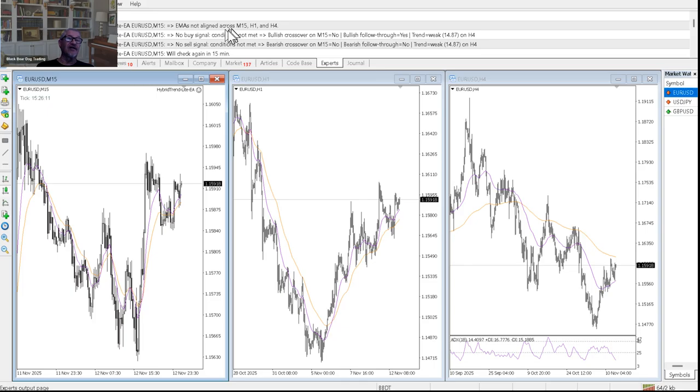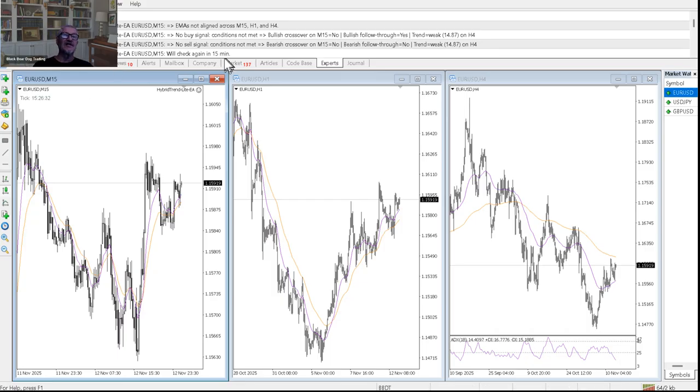Right now, the EMAs are not aligned across the M15, the H1, and the H4. It knows what chart time frames you use, and it knows based on the settings whether or not your EMAs are aligned. This is one condition that must be met in order to even be considered a possible trading opportunity. And sure enough, when you look, the M15 EMAs are pointing up. So do the EMAs on the H1, but on the H4, they're pointing down, meaning downtrend, uptrend, uptrend. So they are not aligned.